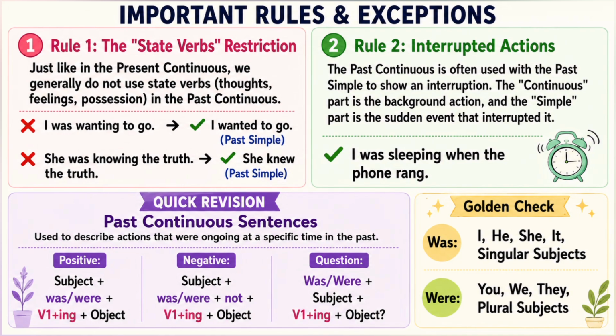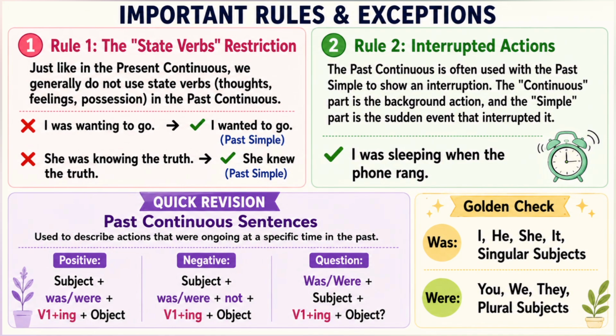Now let's do a quick revision. The past continuous tense is used to describe actions that were ongoing at a specific time in the past. The structure is positive, subject plus was or were plus verb 1 plus ing plus object. Negative, subject plus was or were plus not plus verb 1 plus ing plus object. Question. Was or were plus subject plus verb 1 plus ing plus object.